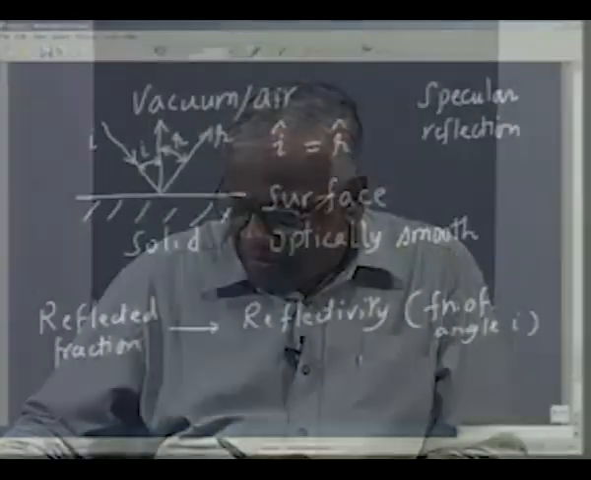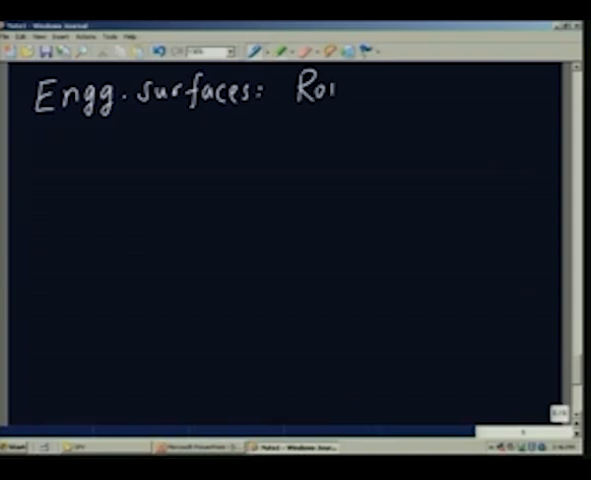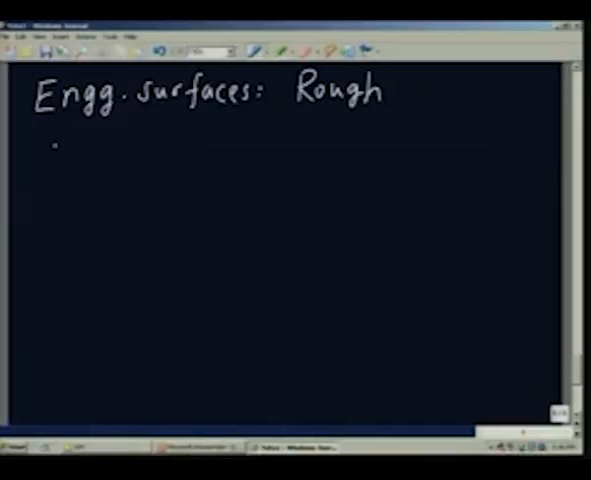Suppose I look at so-called engineering surfaces. Normally what happens in the case of engineering surfaces is that they are rough. There is no smoothness, there is no optical smoothness. Actually, how do we characterize the roughness or the smoothness? We have to compare when you have a rough surface.